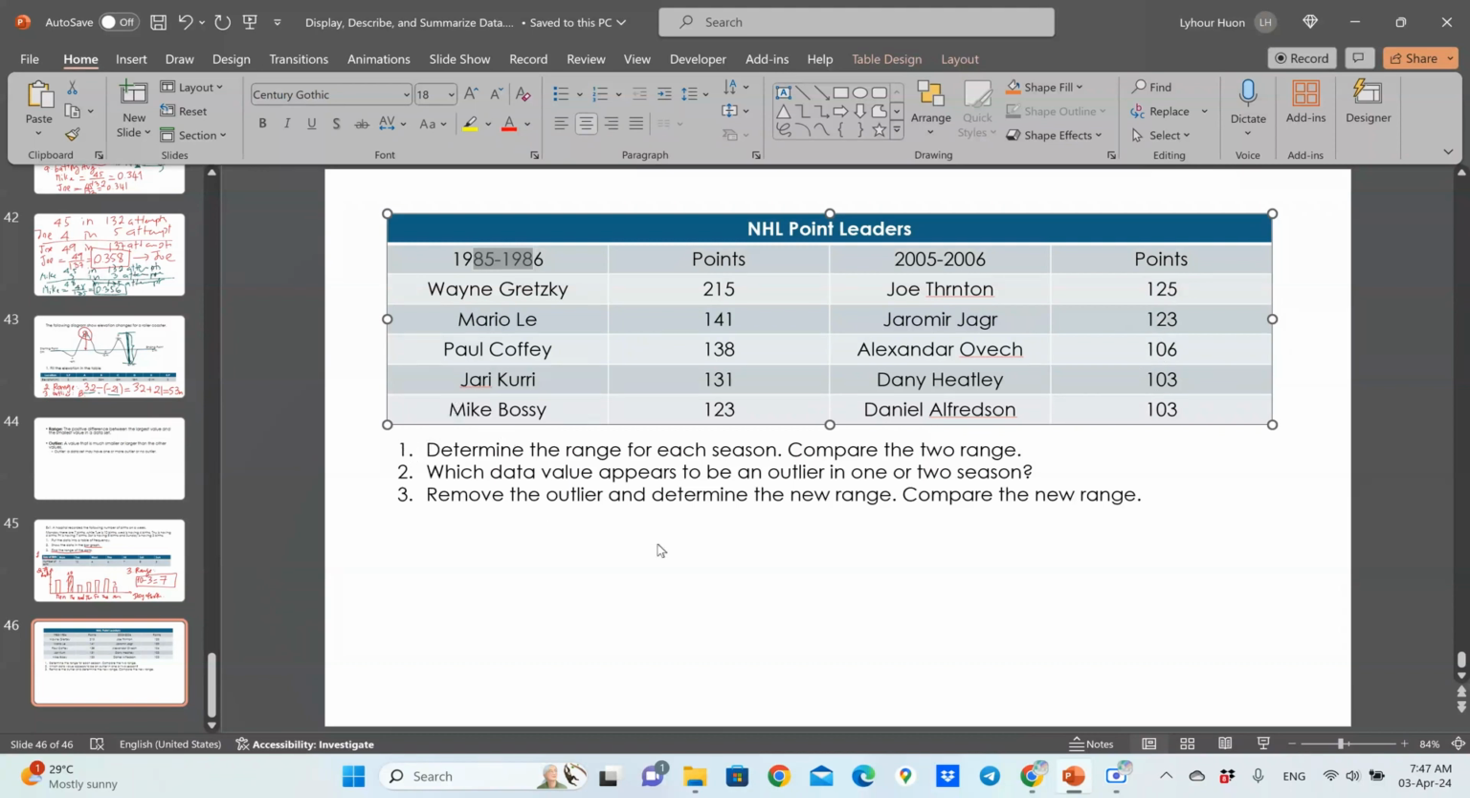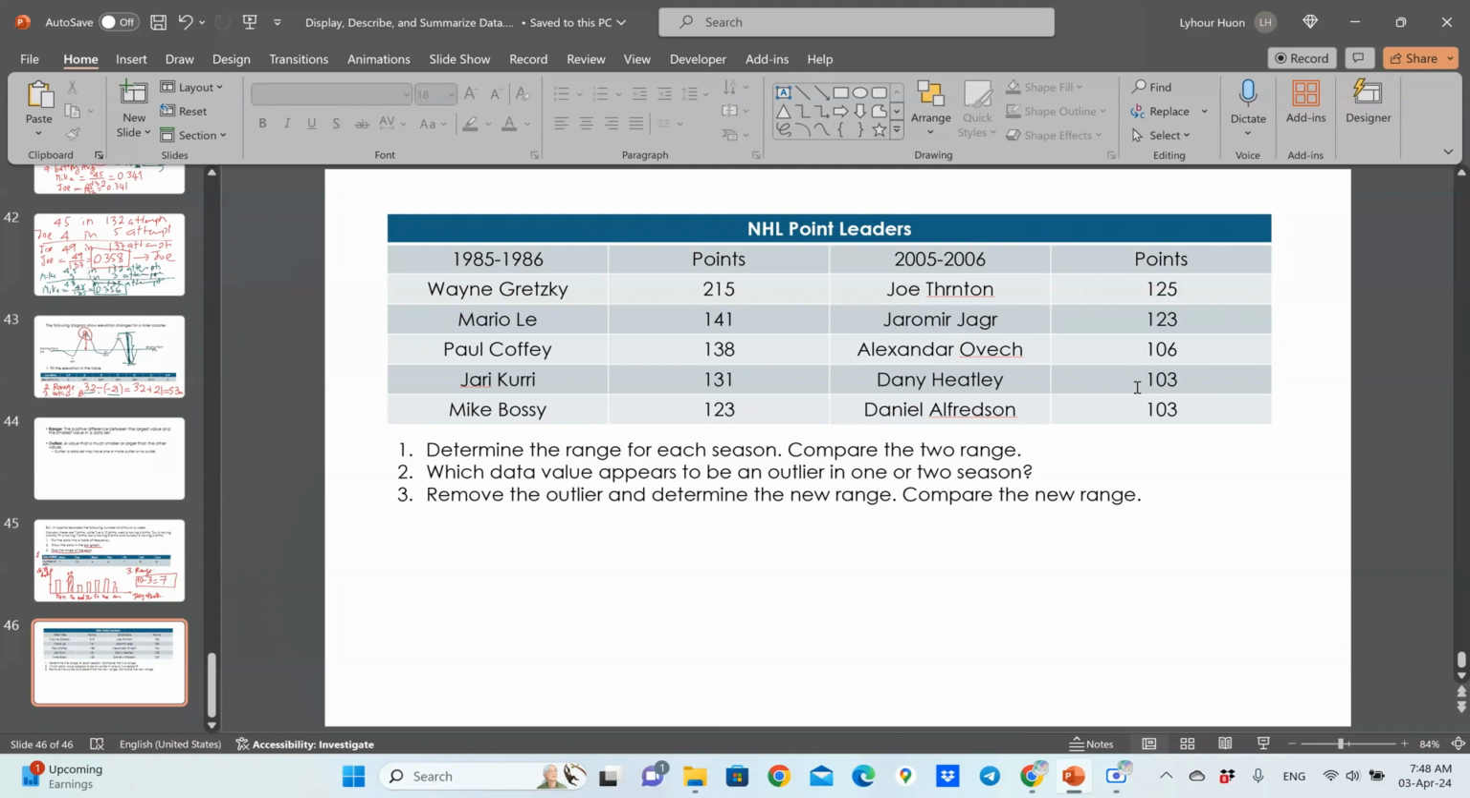So the first question they ask: determine the range for each season and compare the two ranges. So we have two seasons. We need to find the range for this season, also the range for the other season, and then compare them. That's for A. And then for number two, which data value appears to be an outlier in one or two seasons? So in this season, is there any outlier or not? And for the other season, is there any outlier or not?